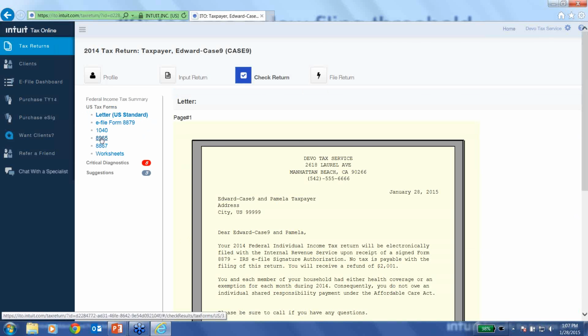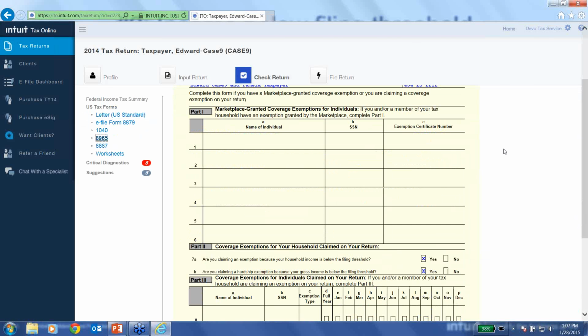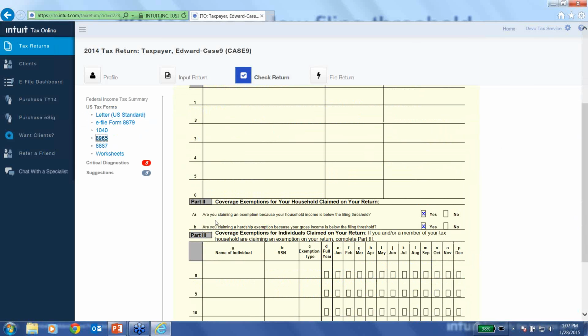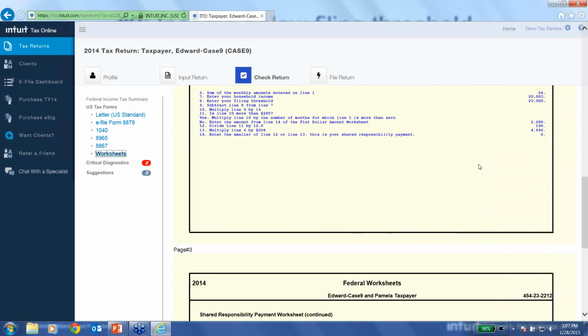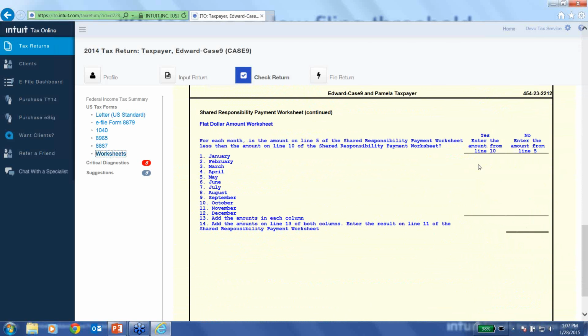We're going to go to the 8965, not Part 1, but Part 2. Are you claiming an exemption because household income is below the threshold? Yes. Same thing for gross income. There's some distinctions between gross income and household income. It's automated within the product, and you can find that distinction in the 8965 instructions. So then we go over to worksheets, and you'll notice that the penalty gets shut off in this case because they're exempt.